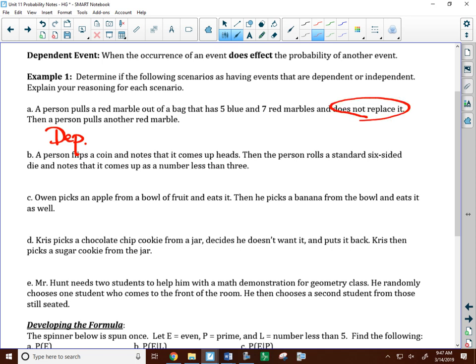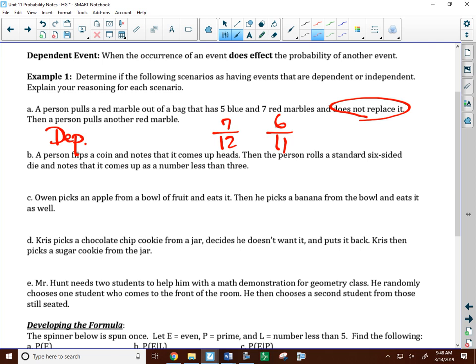Does not replace it. If they had replaced it, each draw would have had a chance of 7 out of 12, because there would be 7 red marbles out of a total of 12. But the second draw only had 6 red marbles left out of 11. So that probability has been affected by the first one. So those are dependent events. Even though they're both pulling a red marble out of the bag, they're dependent because the second one was affected by the first draw.